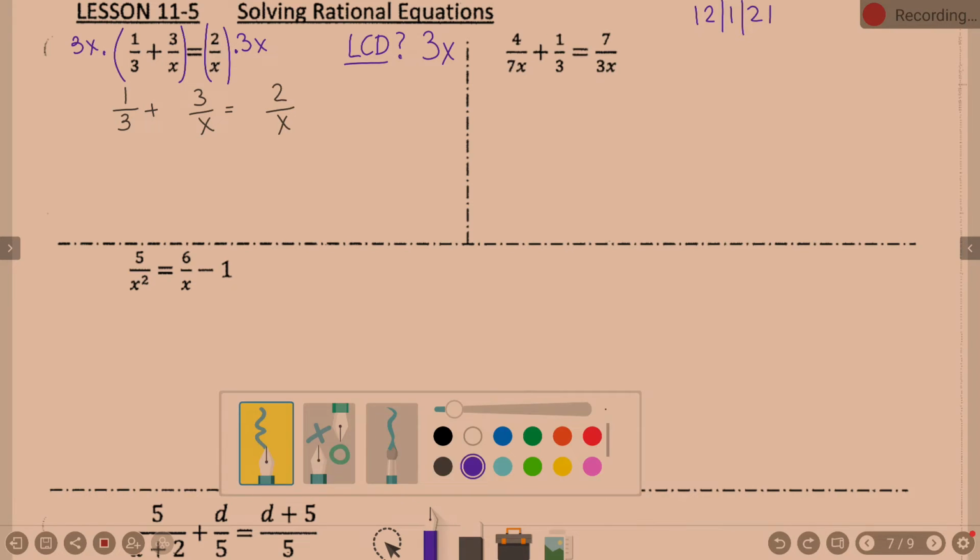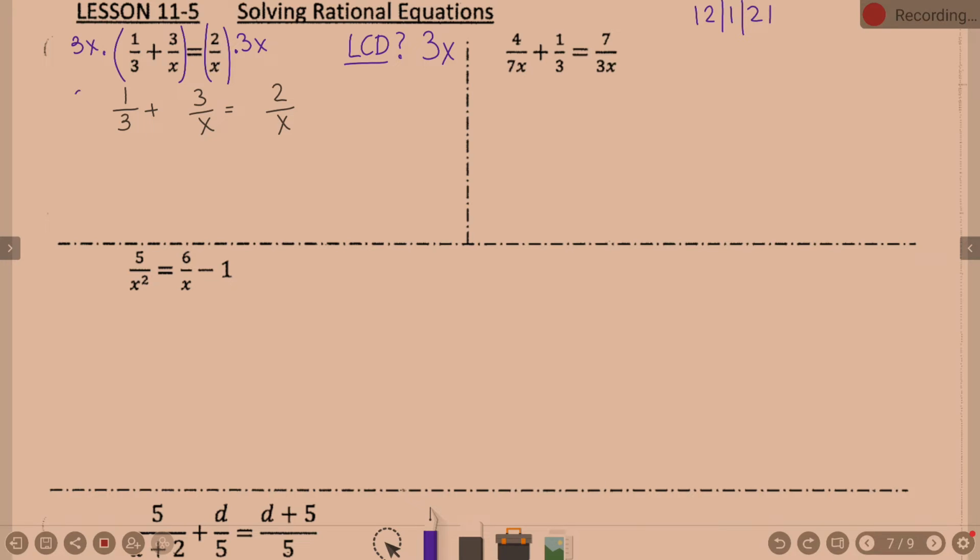So what I just did there is I spaced my equation out. Every term I'm going to multiply by 3x. Now, let me ask, what is 3x as a fraction? Throw a 1 under it? Yeah. So we're going to do 3x over 1 times 1 over 3. I'm going to do 3x over 1 times 3 over x. And I'm going to do 3x over 1 times 2 over x. So you're multiplying every piece of the equation by 3x.